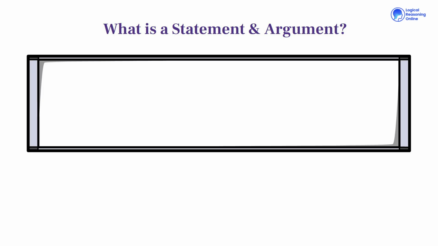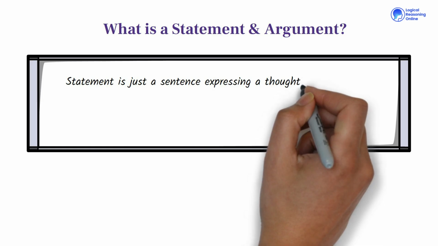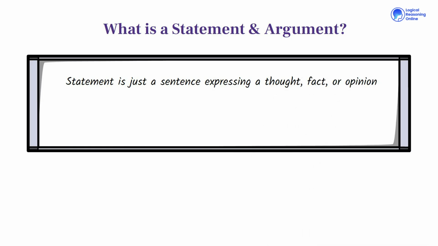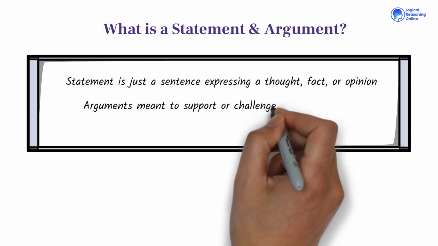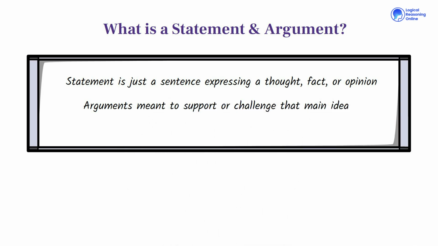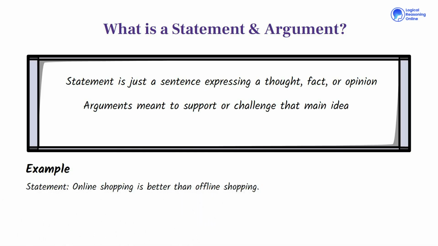In verbal reasoning, you'll be given a statement, which is just a sentence expressing a thought, fact, or opinion. Then you will see arguments, that is, statements meant to support or challenge the main idea. Let's look at an example. Statement is, online shopping is better than offline shopping.